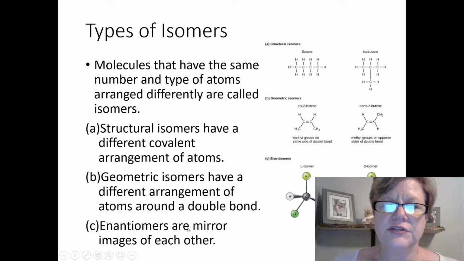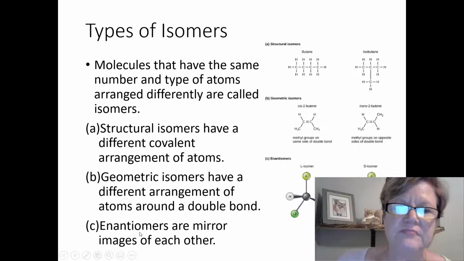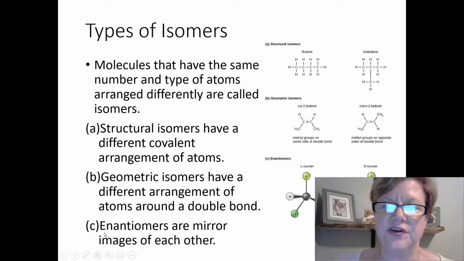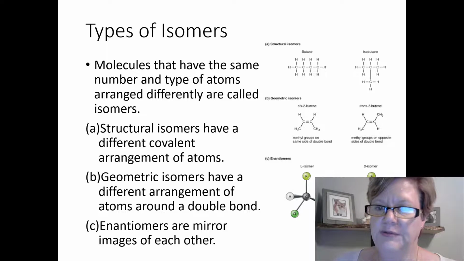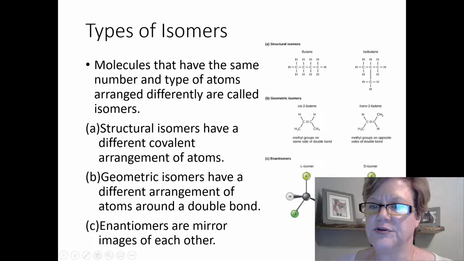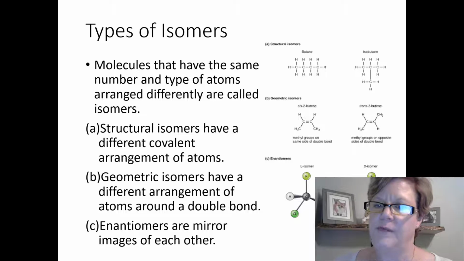For us, the most interesting isomer actually is called the enantiomer, this very last one on the list. Enantiomers are isomers, but specifically they are isomers that are mirror image molecules. And mirror image molecules, if you look at the picture on the right side here, you can see this isomer, it's called the L and the D. L is what we call the left-handed isomer and D is the right-handed isomer, but that doesn't matter.